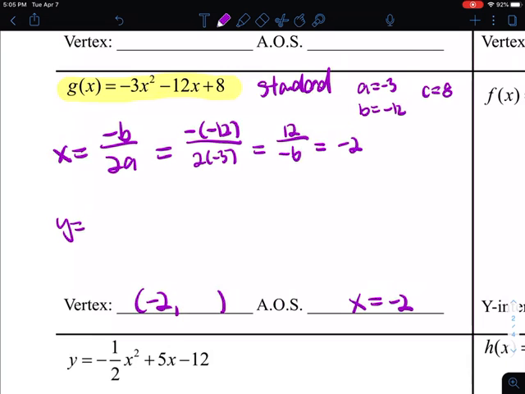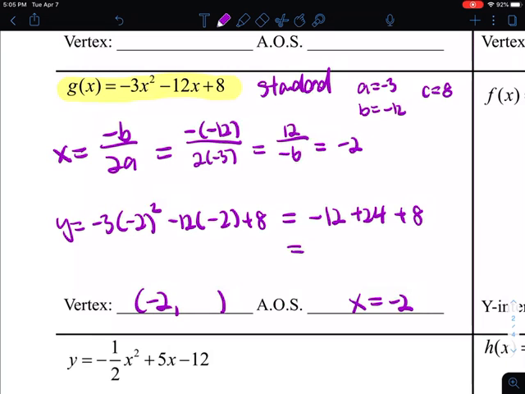How do I find the y value? Well, I can just plug it into the equation that I'm given. Negative 3 times negative 2 squared, minus 12 times negative 2, plus 8. And then you can just type this whole thing into your calculator. But I think I get negative 12, and then plus 24, and then plus 8. So I think I get 20. So negative 2, 20 is my vertex.